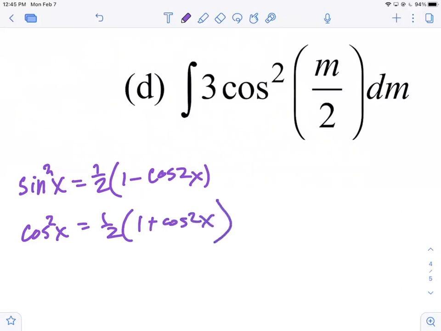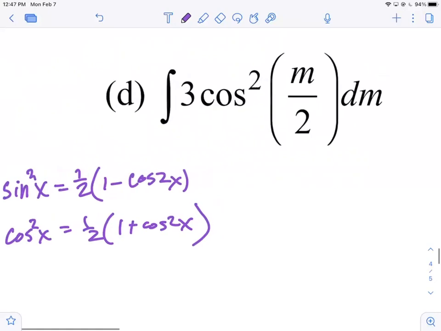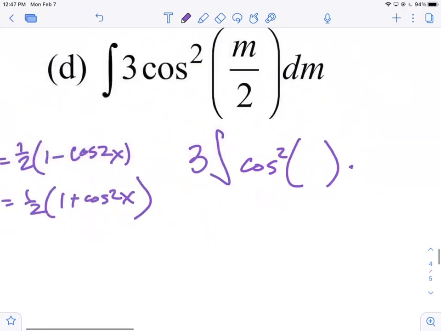So you decrease the power by a factor of 2 at the expense of doubling the angle. And they're both in terms of cosine. The one that's in terms of itself gets the plus sign, because cosine, remember, me, selfish, me plus. And sine's like, whatever, dude, plenty for all of us. So if you were going to do this one, first thing I would do is pull 3 out front. And you got cosine squared of blob with respect to m.